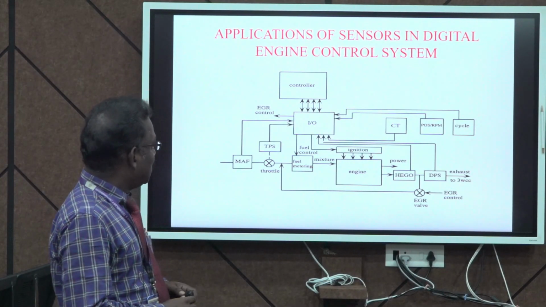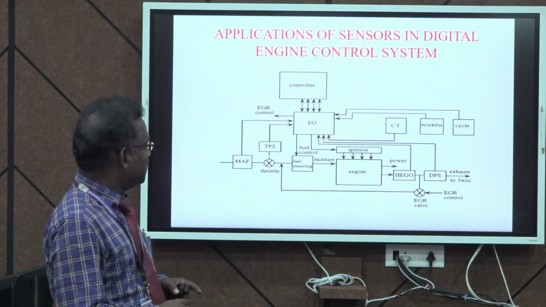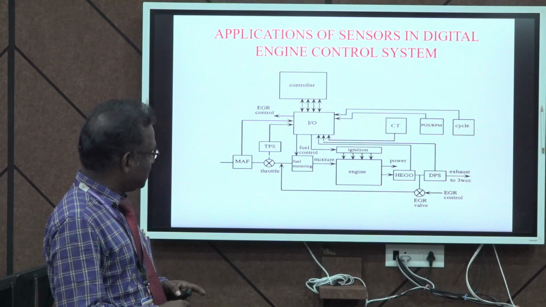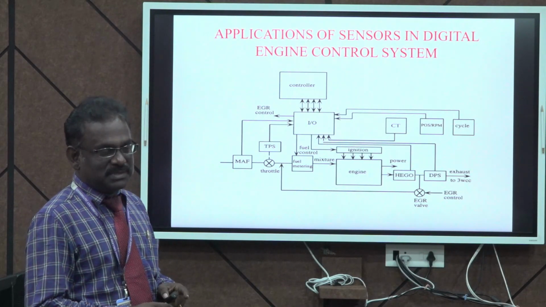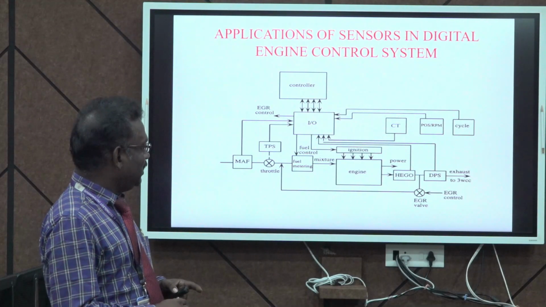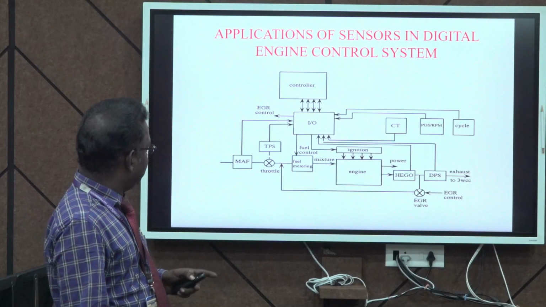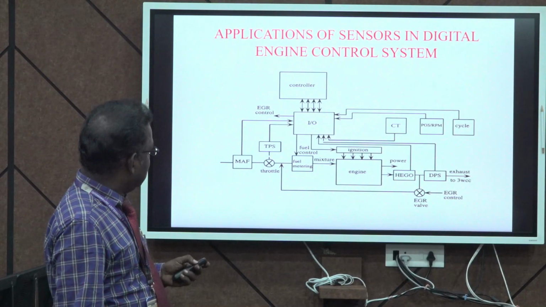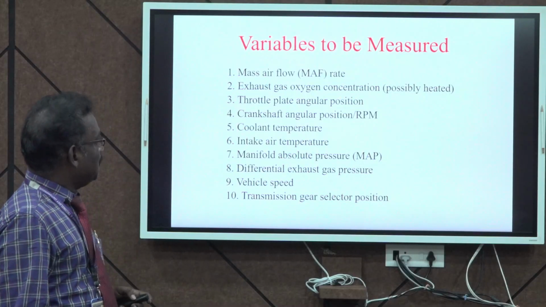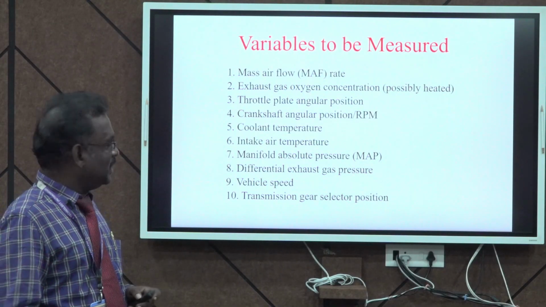CT is the coolant temperature sensor. It is a temperature sensor. RPM is an engine speed sensor. HEGO is a heated exhaust gas oxygen sensor. It will measure the amount of oxygen present in the exhaust emission. EGR valve is an actuator used to recirculate some of the exhaust gas. So these are the variables to be measured to maintain the fuel economy in a digital engine control system.